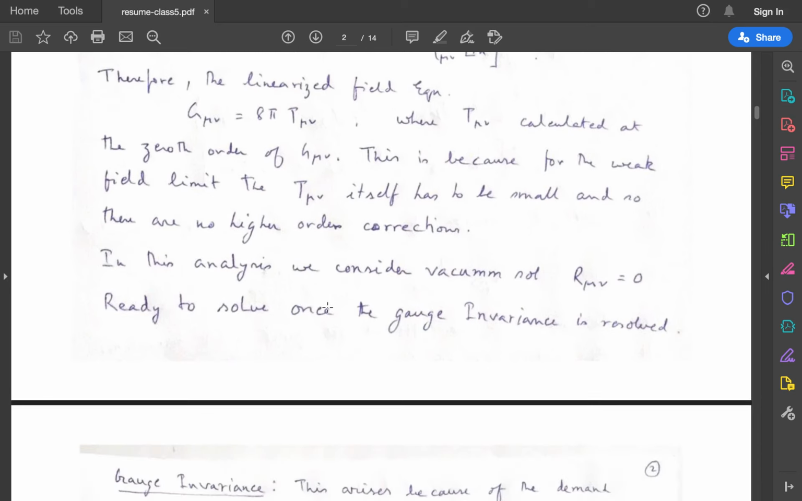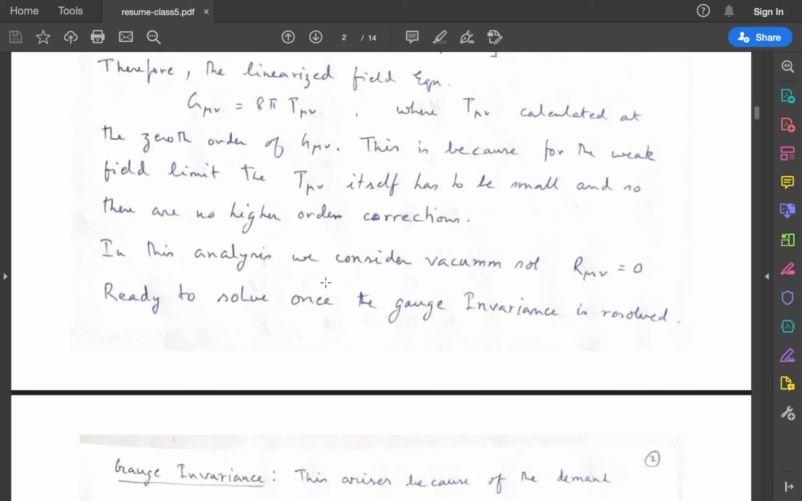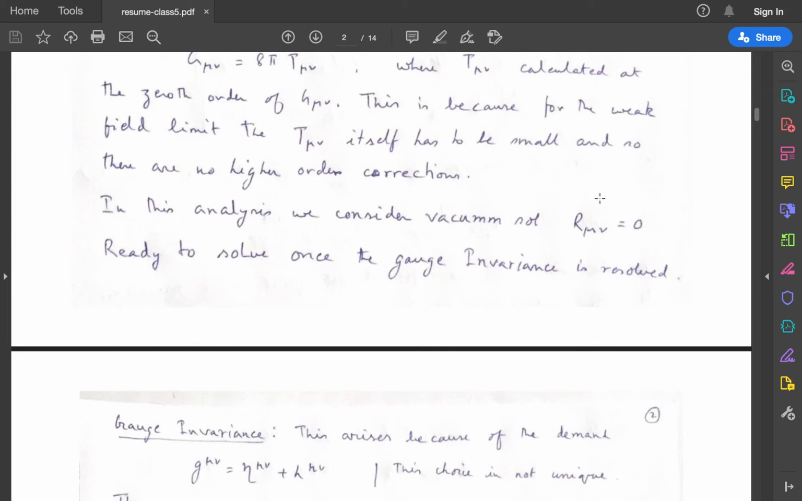Minkowski form. Okay, so if we consider the vacuum solution, then we don't need to consider anything that we have said about T mu nu. We only have the vacuum condition, R mu nu equal to 0. Okay, this equation can be easily solved once we understand the gauge invariance of this perturbation technique that we have talked about. So this is where gauge invariance crops up.